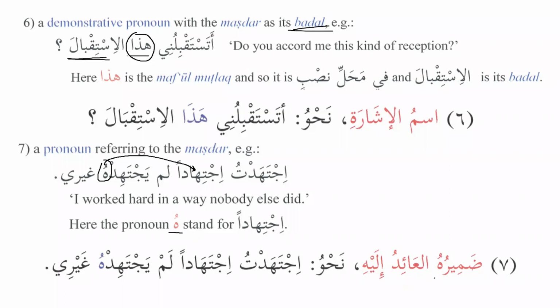And in Arabic, what do we say? Damiruhu al-aidu ilayhi. There is a pronoun that refers back to, or returns to, the masdar itself. For example, ijtahadtu ijtihadan lam yajtahidhu ghayri. So the pronoun is coming back or returning to the masdar.